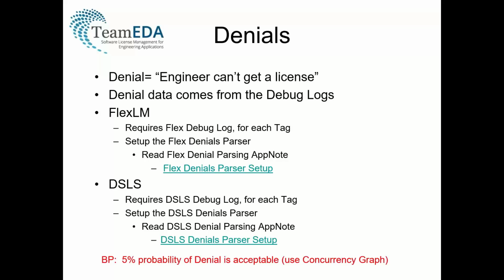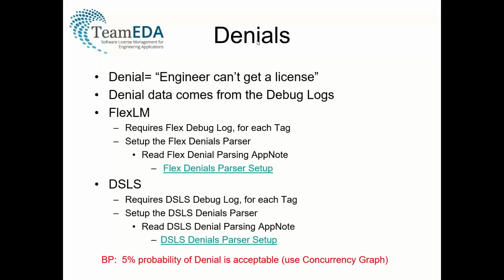We have a white paper or an application note up on our website. Under resources, you can just type in the search box, Flex denial parsing, and it'll bring up the document. If you are planning to track denials, I suggest you start there. Download that document, Flex denial parser setup, which is right underneath this hyperlink here, and read about it, and that'll help you set up the log files for parsing. We have the same thing for DSLS if you want to track denials under DSLS.